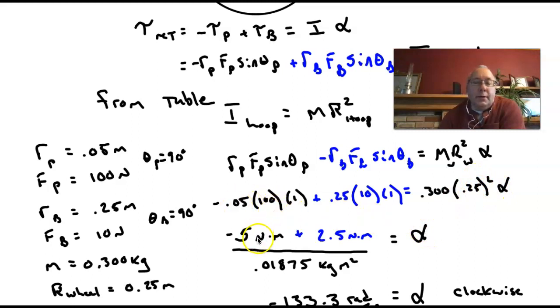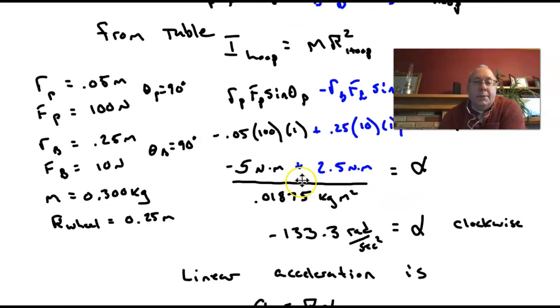So we can see that the clockwise torque, negative 5 newton meters, plus the counterclockwise torque of the braking, 2.5 newton meters, divided by the moment of inertia quantity. Notice the units are kilogram meters squared because it's r squared m. And we come up with negative 133.3 radians per second squared for the angular acceleration, which is in the clockwise direction.